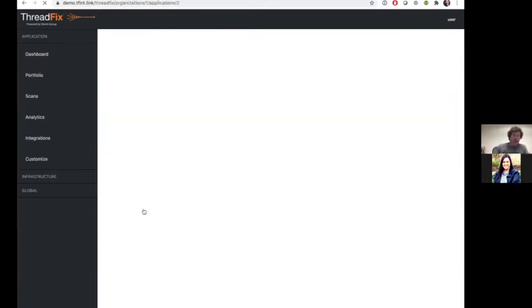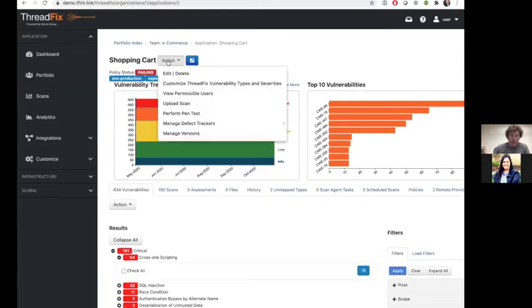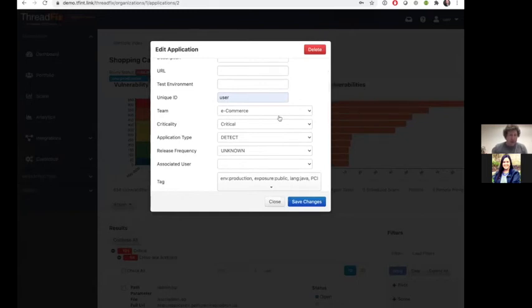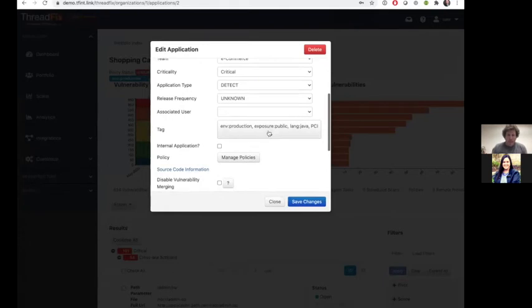And for this application, we can go and look to see, again, it's got a name, a description, a URL. We've got a unique ID here. As we talked about, that can potentially link to an external system. We've got the team that it's associated with, the criticality that it's associated with. We've got the tags that are associated with the application.